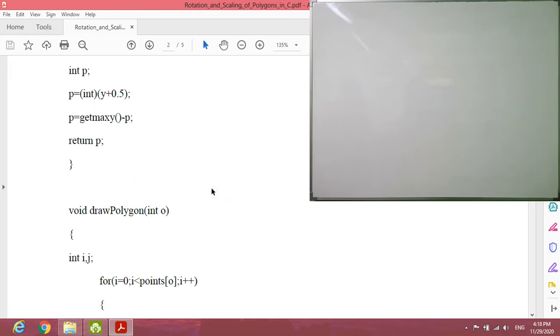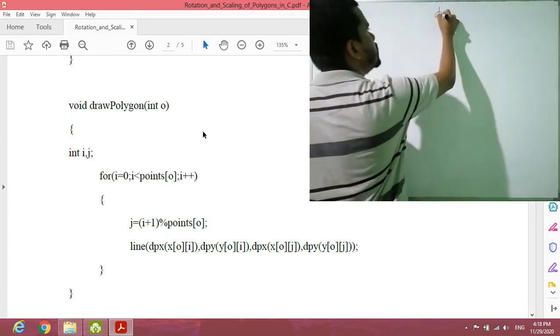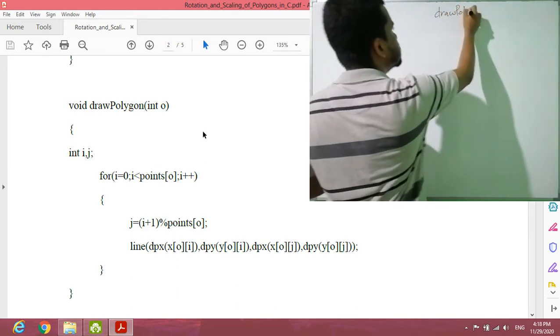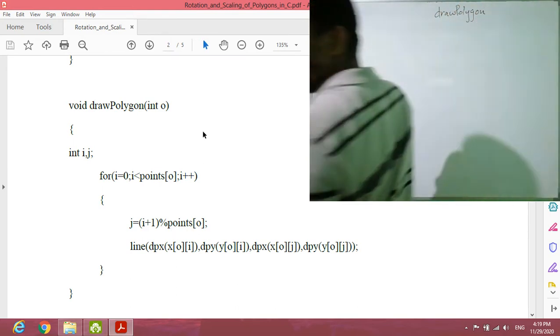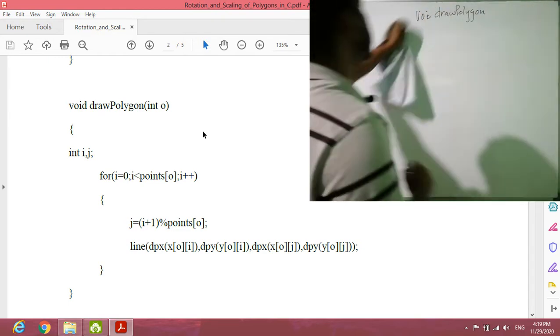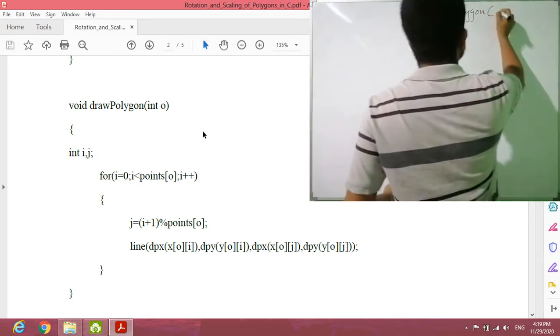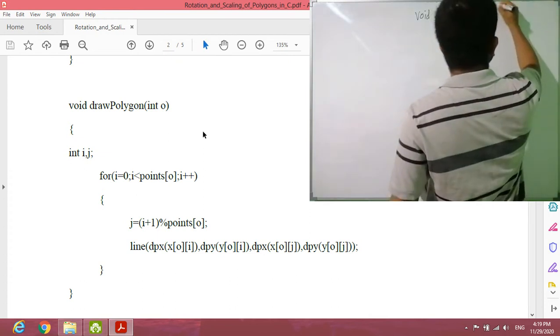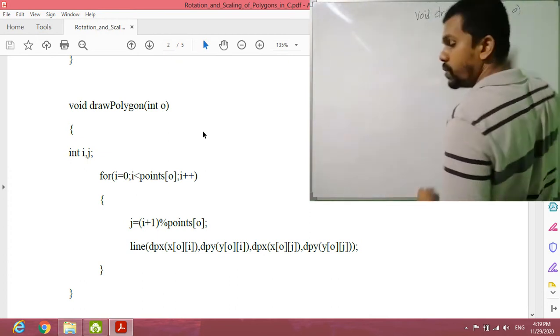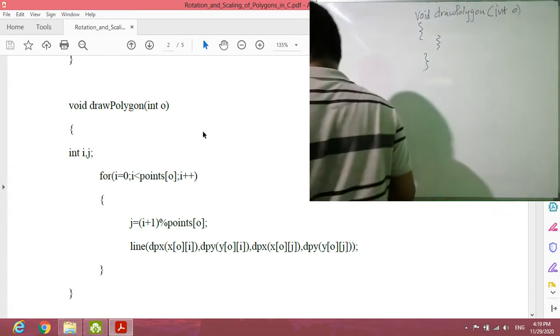Now we move on to another function, that is the draw polygon function, void draw polygon. Here we have int o, and we have the body.